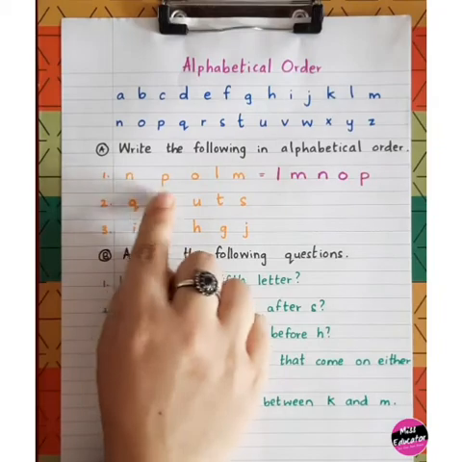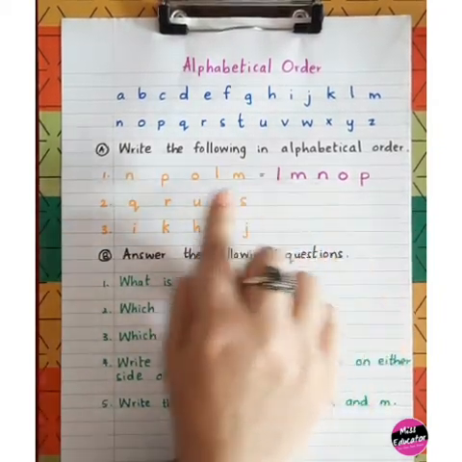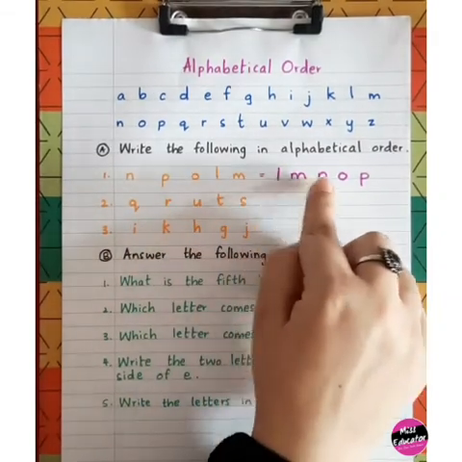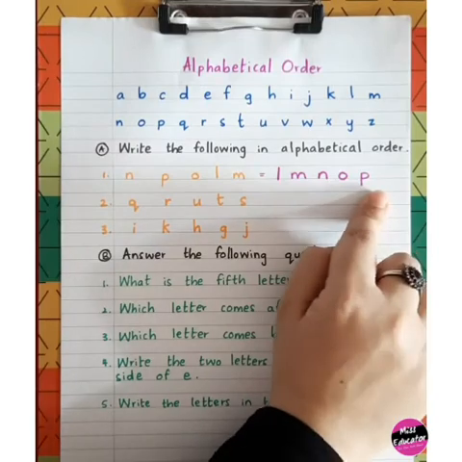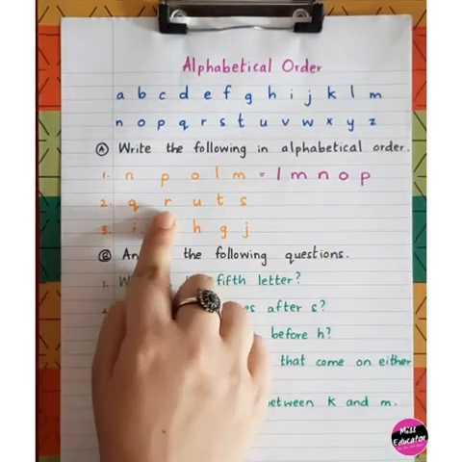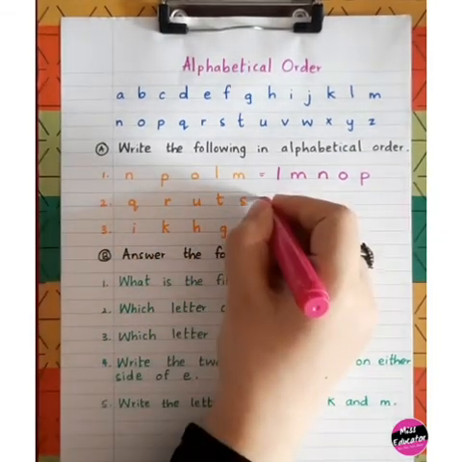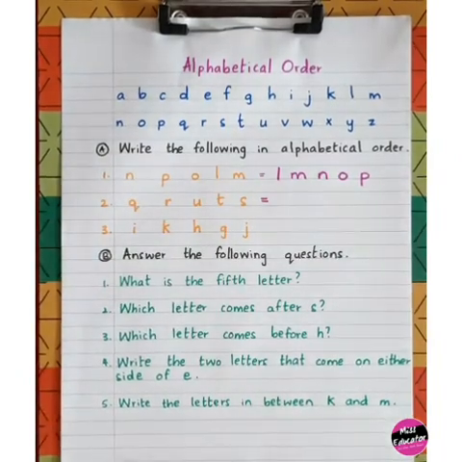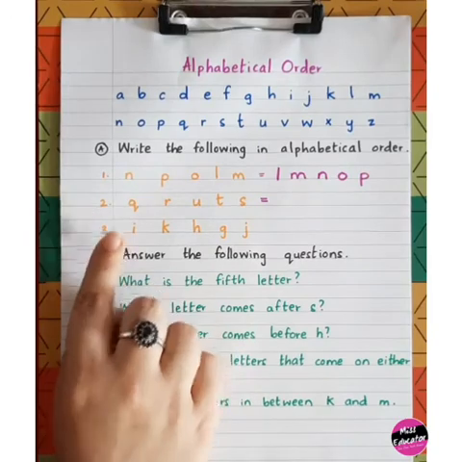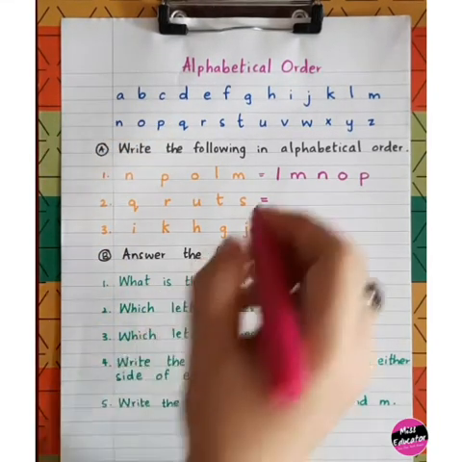We had a few letters over here. We jumbled it and made it in the correct order. We had N, P, O, L, M and we got L, M, N, O, P. Let us look at the next one. We have the letters Q, R, U, T, S. We need to put it in the correct order. Which one do you think is the first letter? Q is our first letter.